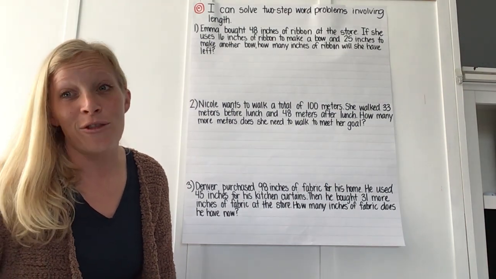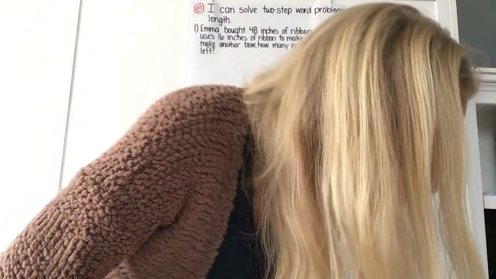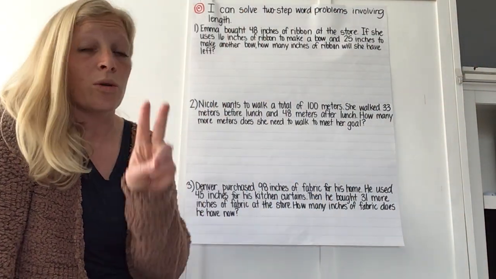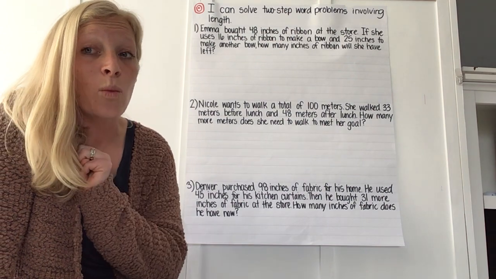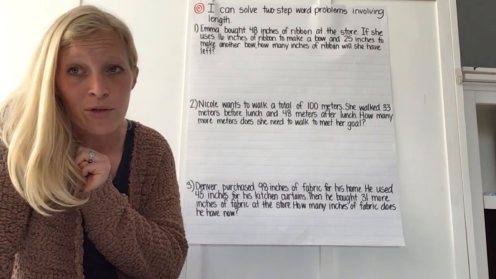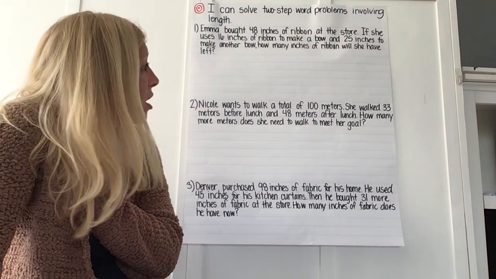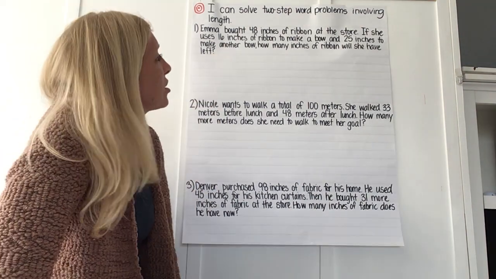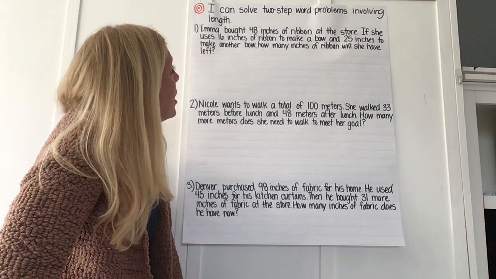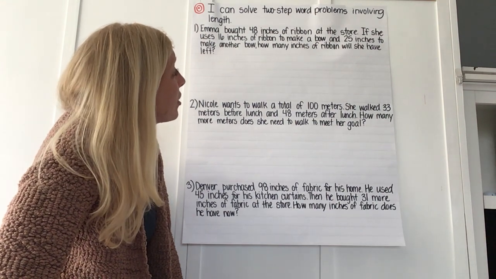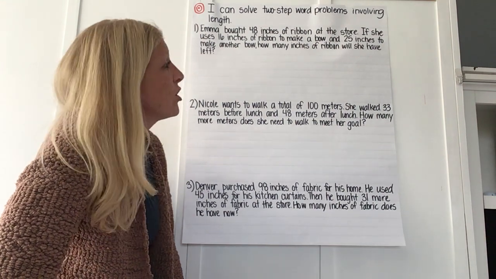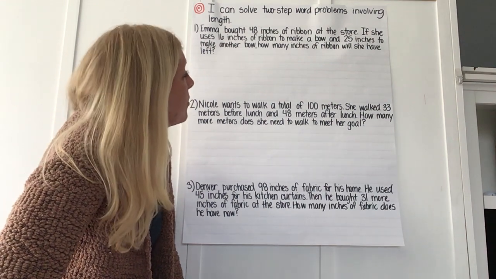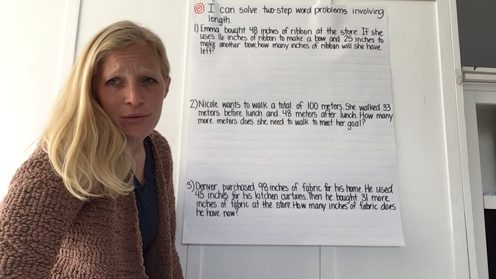Let's take a look at our first problem, and we'll do what we did yesterday. What do we know? What we're trying to find out, and what equation with an unknown will help us solve that problem. Emma bought 48 inches of ribbon at the store. If she uses 16 inches of ribbon to make a bow and 25 inches to make another bow, how many inches of ribbon will she have left?